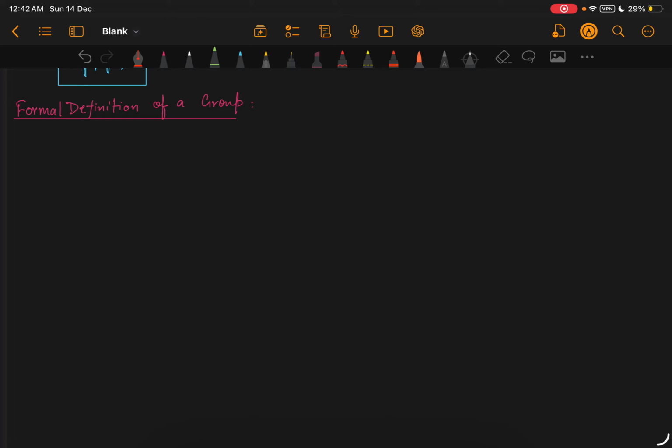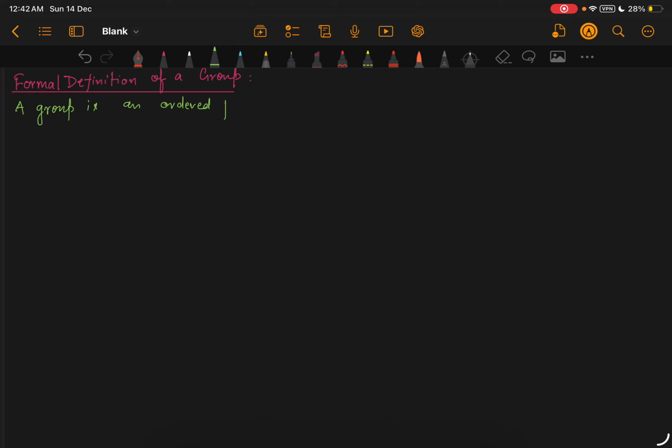So, a group is an ordered pair (G, star) where G is a non-empty set and star is a binary operation.